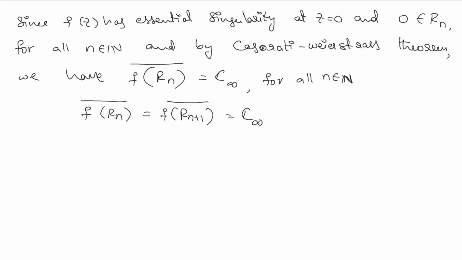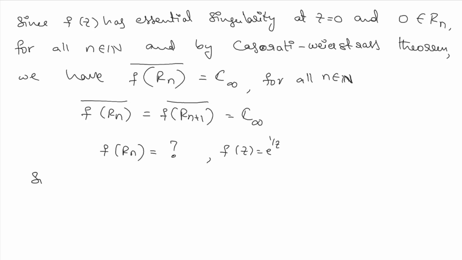What is the question here? What is f(Rn)? We know about the closure of f(Rn), but we don't know about f(Rn) itself. Since it is given that the function is f(z) = e^(1/z), and we know the exponential function never attains the point 0.